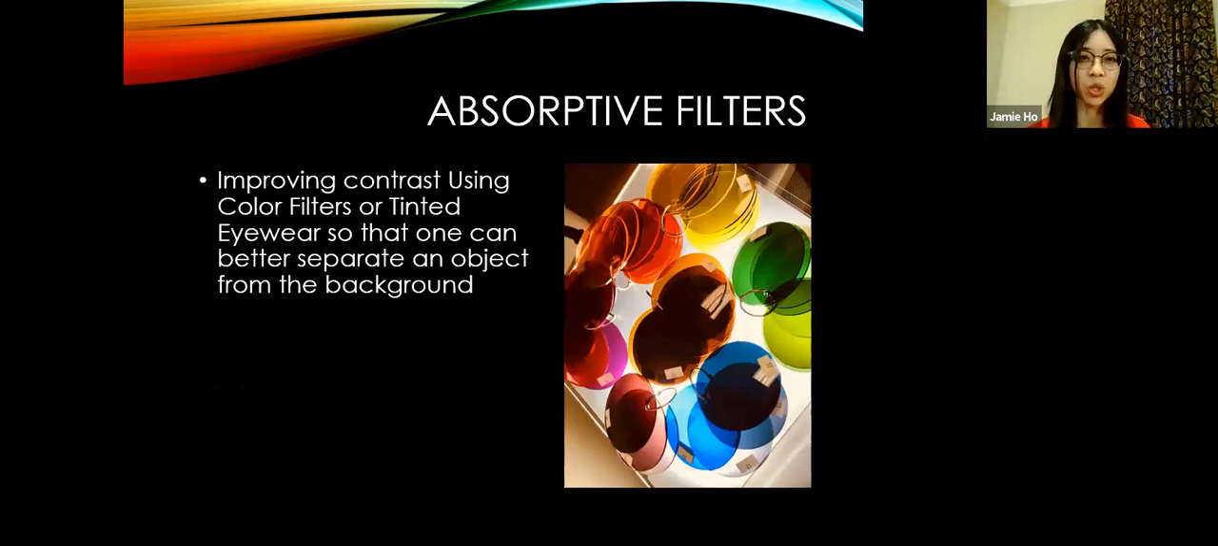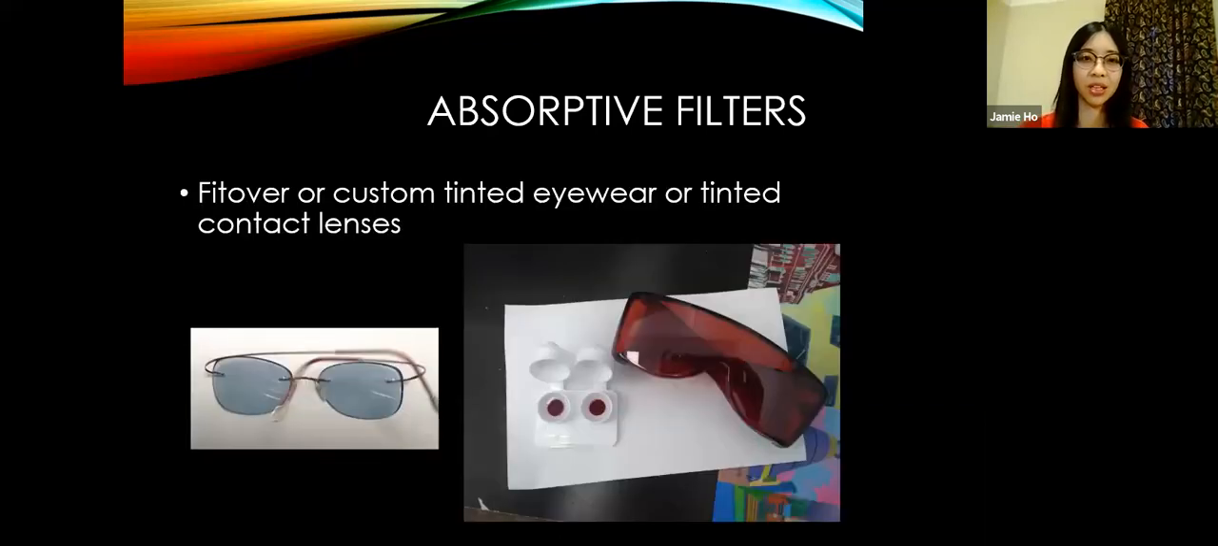I'm going to talk about absorptive filters. Why do we use absorptive filters? We use them to improve contrast so that one can separate an object from the background. So here's a huge stash of absorptive filters. We can get pretty much anything in any color. In my office, we can use a standard fit over. You can see it in the picture on the right here. And we can also custom tint eyewear or tint contact lenses.